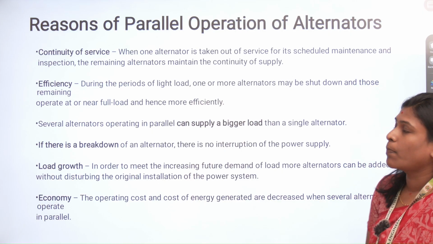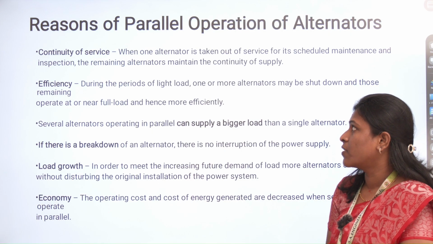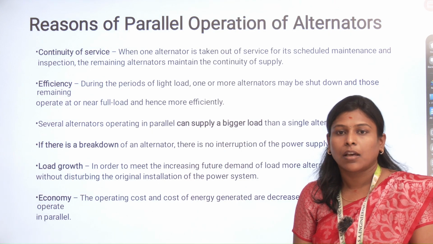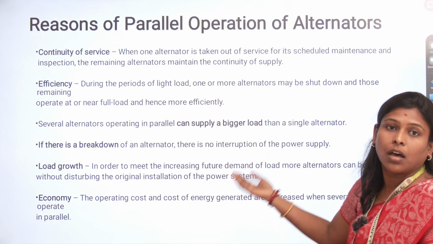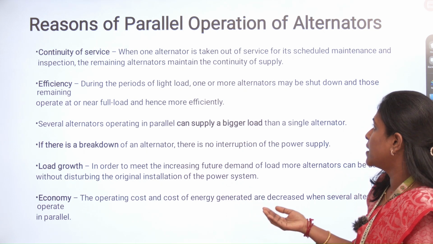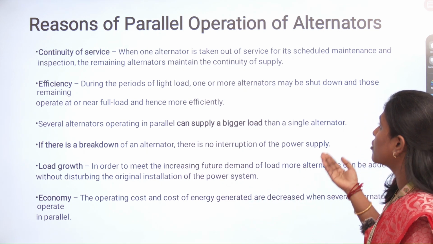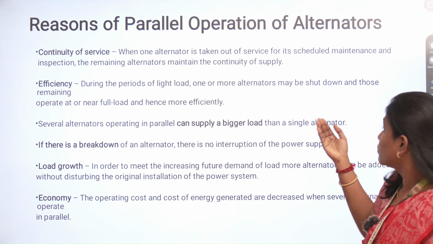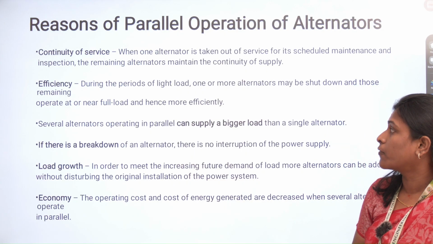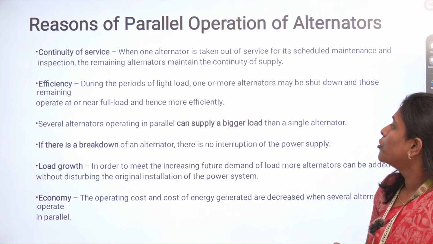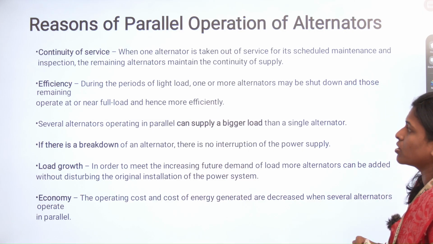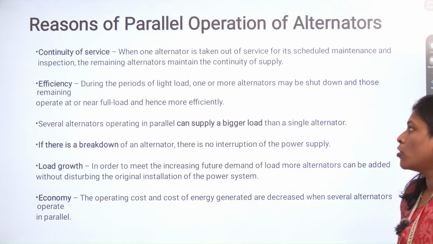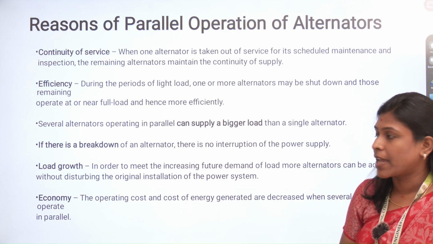These are the reasons for parallel operation of alternators. First one is continuity of service. When many alternators are connected and one alternator is shut down for inspection or for maintenance, the other alternators can continue for continuity of the supply. Next is efficiency. During periods of light load, one or more alternators may be shut down, and those that operate run at full load, and hence a more efficient condition can be obtained.